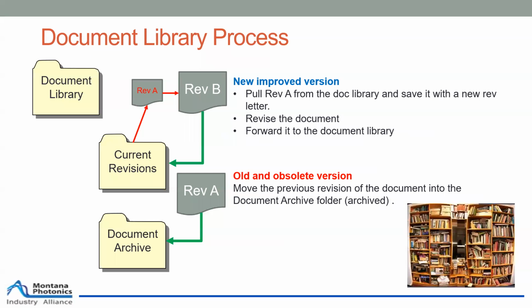The document library process is coordinated by your document control administrator, your DCA. This person generally is the only one in your organization, or at least one of the few, who has read-write access to the documents in the document library folder. The DCA is the person who maintains this library. When a new revision of the document is completed and formally approved, the DCA places it in the current revisions folder of your document library. If the document is a new revision of a document already in the library, then the DCA pulls the obsolete revision out of the current revision and places it in the archive folder.